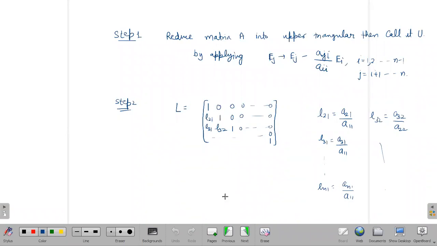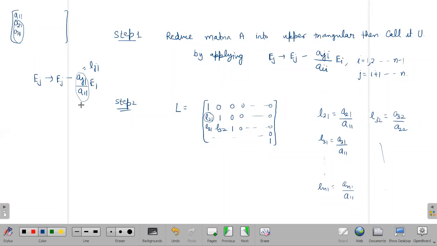Ma'am, can you tell again how L is calculated? Okay. Actually, suppose I have taken Ej, means I want to make these elements 0. So what was our general operation? Minus Aj1 by A11 into E1. So this is the ratio, na? Then I can call it L, Lj1. To make A21 zero, what operation did you use? E2 minus A21 by A11. So that will give you L21, that number. Correspondingly to A21, you will get L21 here.